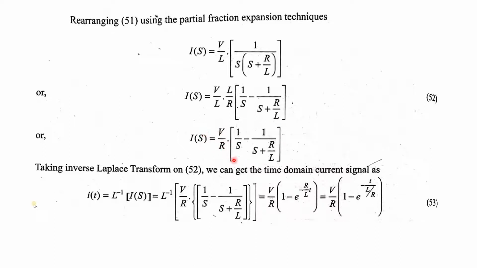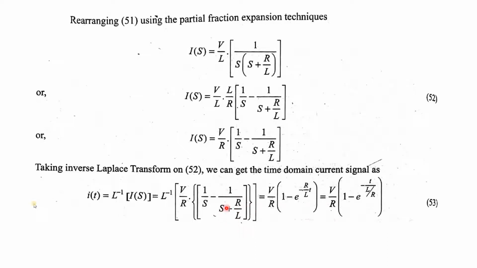Once we have this equation, there is V by R. V and R are constants, which are the amplitudes. Now 1 by S minus 1 by S plus R by L. You have to find the current i(t), that means the inverse Laplace of Is. This is constant, so it will come out. Inverse Laplace of 1 by S is 1, because Laplace of 1 is 1 by S. So it is 1 minus the inverse of 1 by S plus R by L.